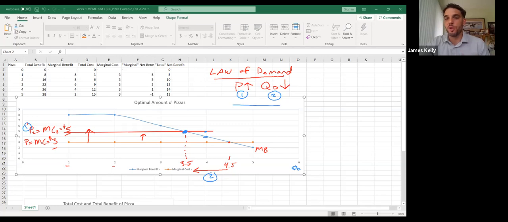In the next video, we'll talk about the relationship between price and quantity supplied, or the supply curve and the law of supply. Similarly, we'll explain why, as price increases, quantity supplied also increases. So that's in the next video.